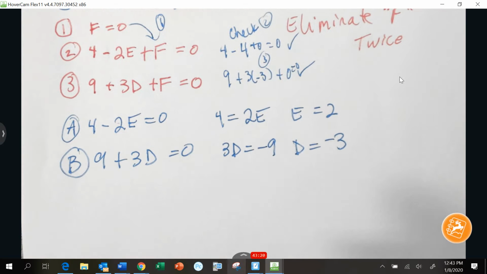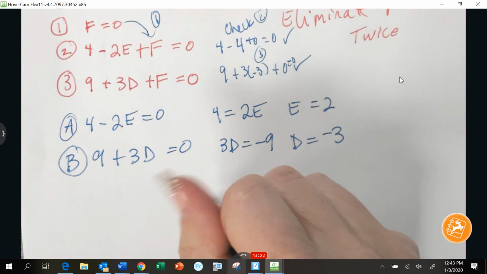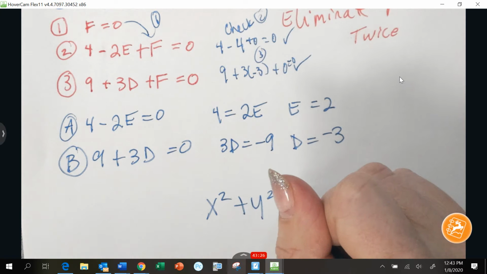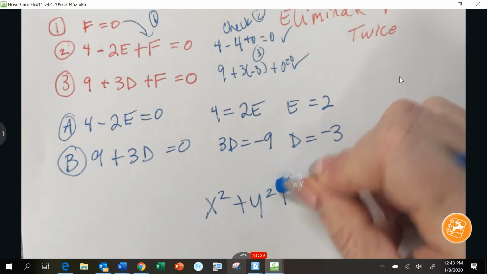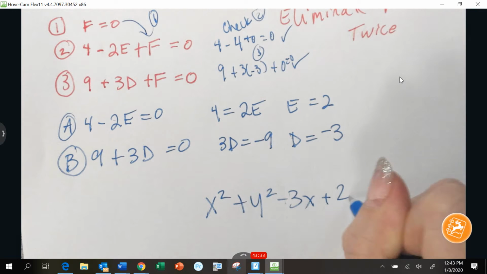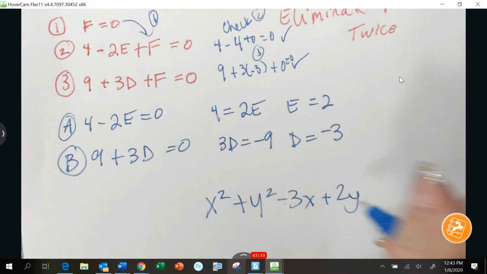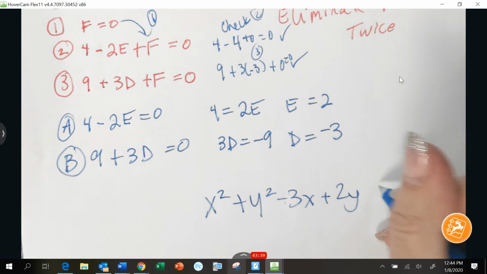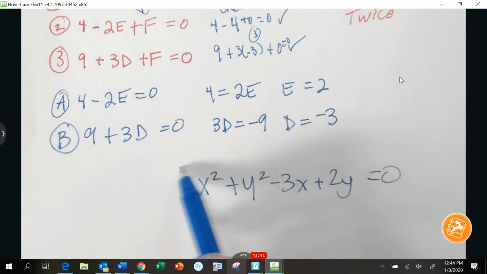So for our answer, we're going to plug D, E, F into the equation. x squared plus y squared. D is -3, so minus 3x, and then y, and then 0, or just nothing. 0. So that would be our circle equation.